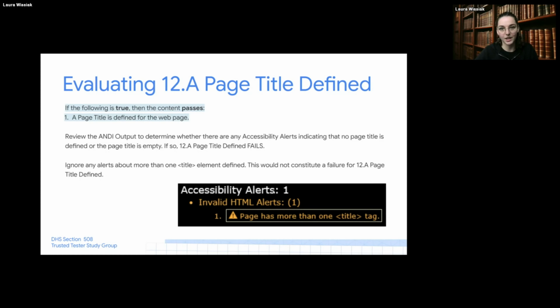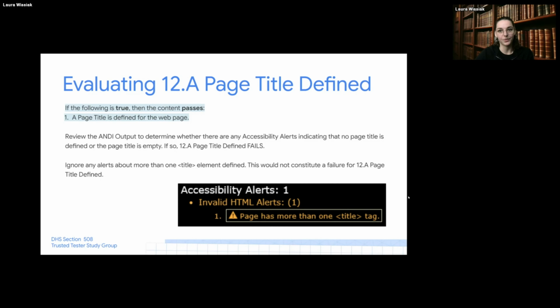So this is what an accessibility alert in ANDI looks like. In this case, invalid HTML alert, page had more than 1 title tag. Now, if the following is true, then the content passes: a page title is defined for the web page. This is all that needs to be true. And then we can review the ANDI output to determine whether there are any accessibility alerts identifying basically exactly this, that there is either no page title or an empty page title.